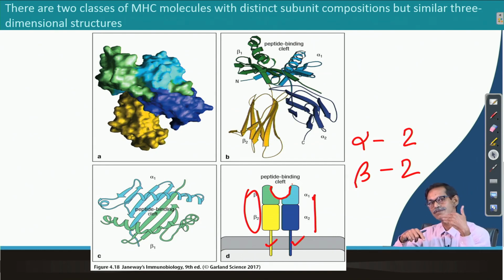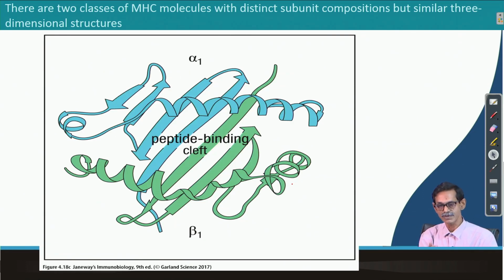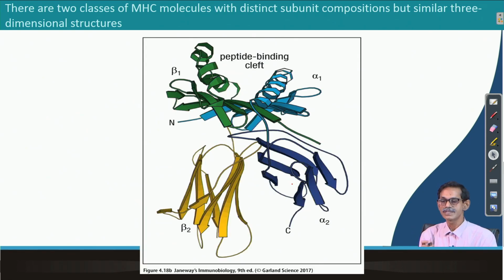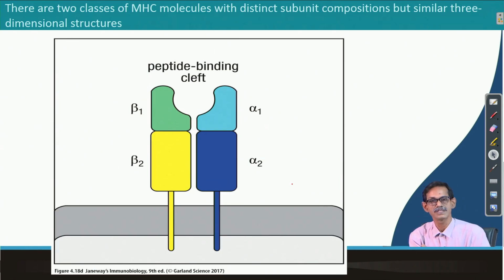Now I will tell some differences slowly so that you can remember what is what and how their functions are different. This is again the same thing we discussed in bigger format, the same crystal structure, alpha helix and beta sheet. This is again the peptide binding cleft, this one for MHC2, contributed by alpha 1 and beta 1. It has two transmembrane domains.